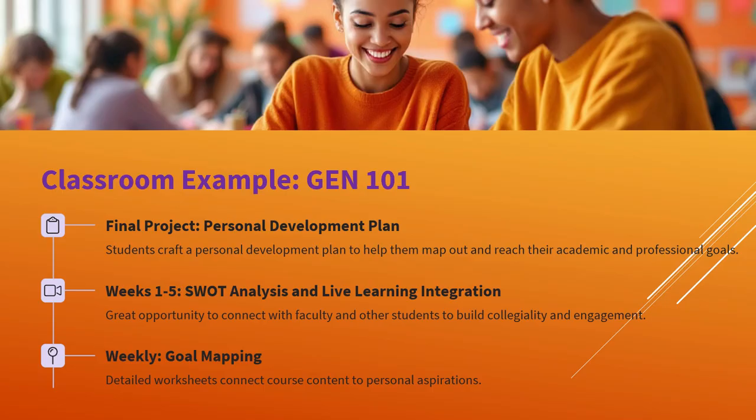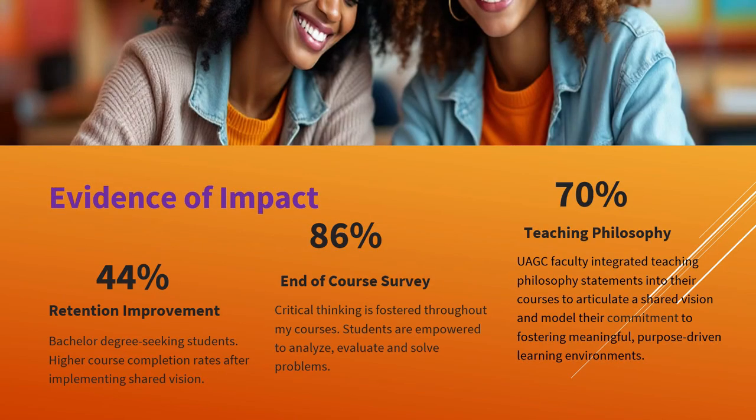Gen 101 course components. Across weeks 1 to 5, students map their goals weekly using guided worksheets. Live learning helps build collegiality and connection. These activities create clear links between institutional learning outcomes and personal vision.